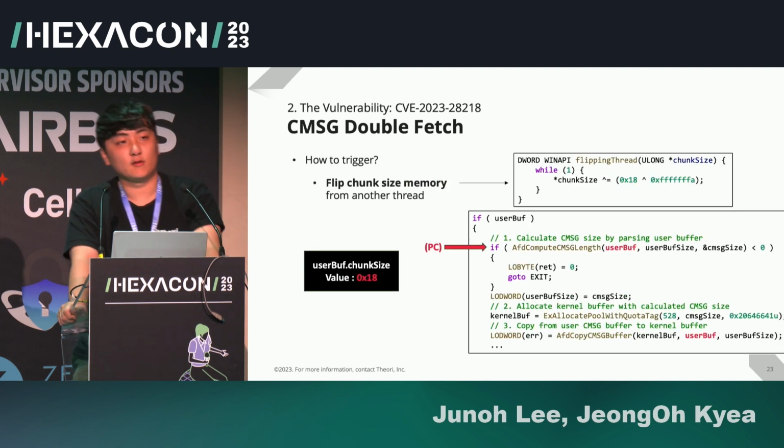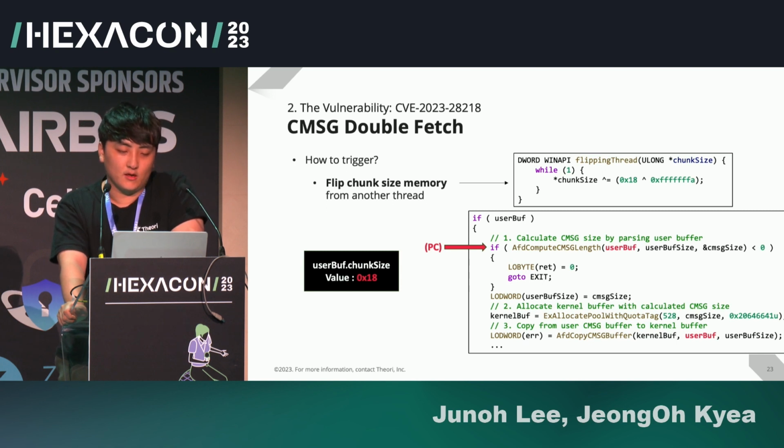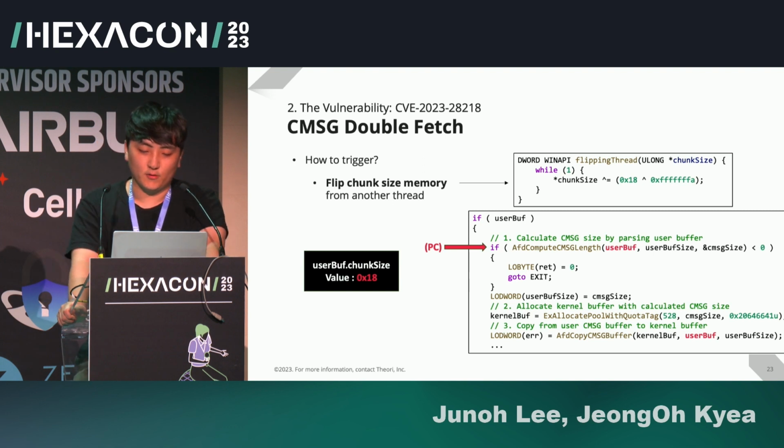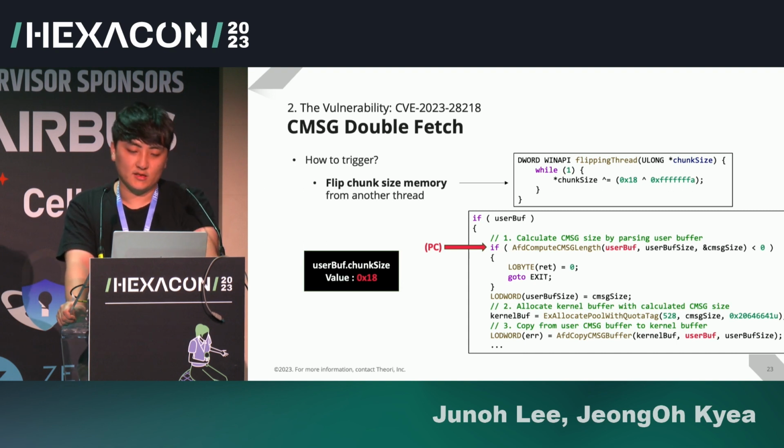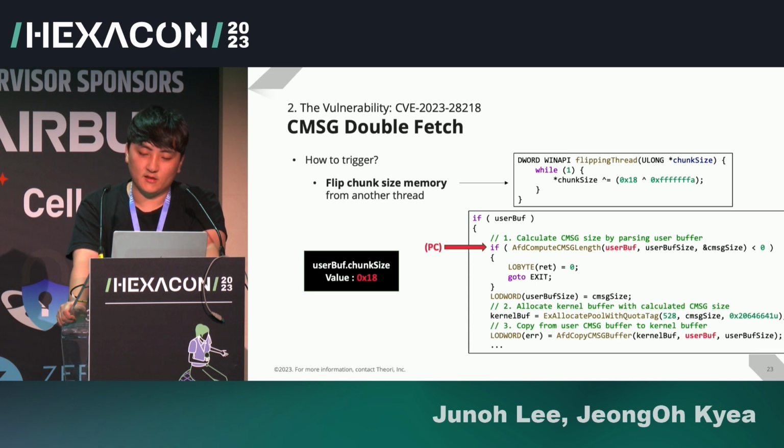So how can we trigger the vulnerability in code? We just used memory value flipping. Let's assume that the user process creates a thread that repeatedly modifies the value of the user memory where chunk size is stored, and then calls the corresponding kernel code again and again. At some point, there is a 50% probability that a small value, in this case 0x18, will be stored in chunk size when the length validation is performed in AFD compute C message length.